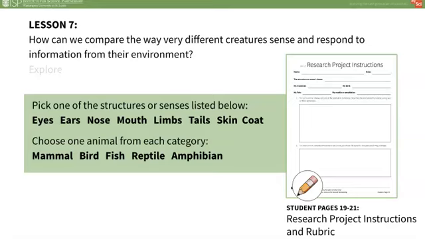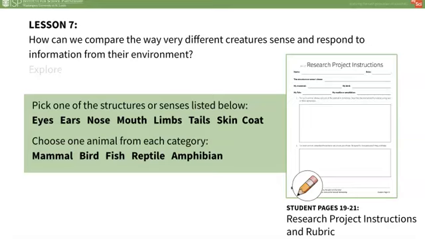In the Explore portion of this lesson, students will begin their research project. Depending on your class structure, they can do research in class or outside of class, or both. You may also wish to have a draft check-in date where you review their work. Students should use the research project instructions and rubric sheet.